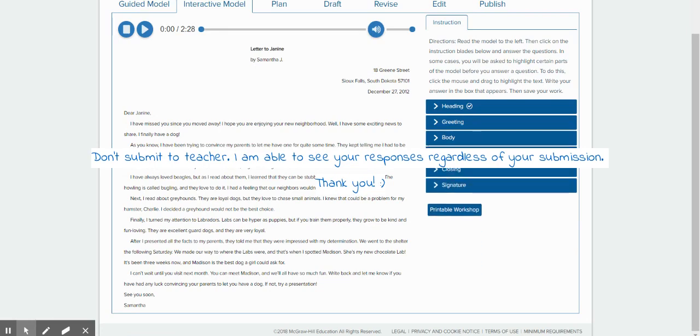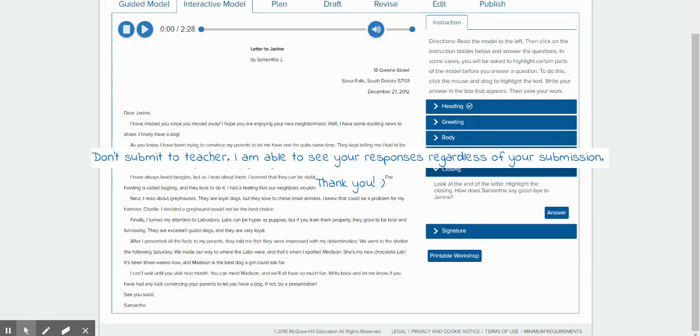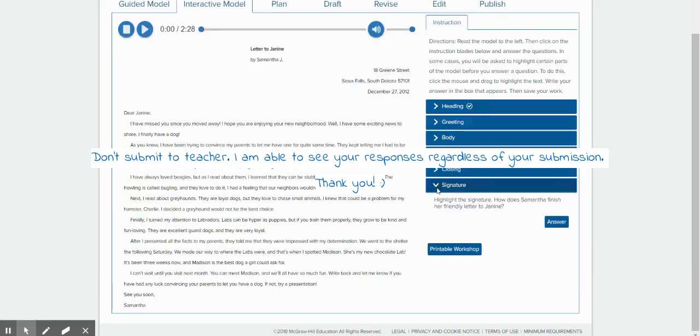So now let's go to the closing. So here you're gonna highlight, it says here, look at the end of the letter, highlight the closing. How does Samantha say goodbye to Janine? Okay, so there you go. And last but not least is the signature. It says highlight the signature. How does Samantha finish her friendly letter to Janine?